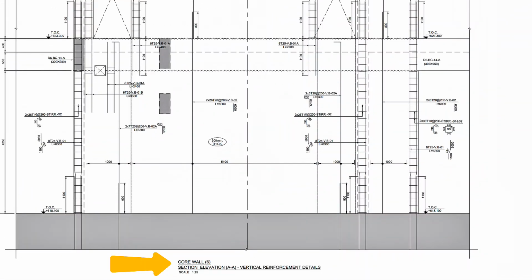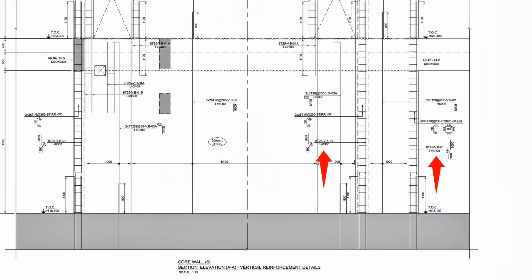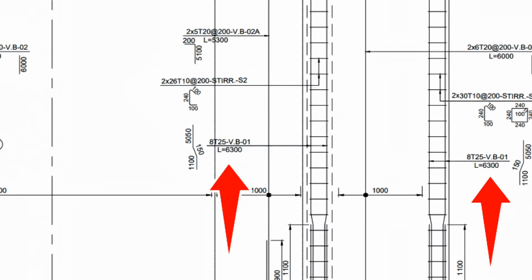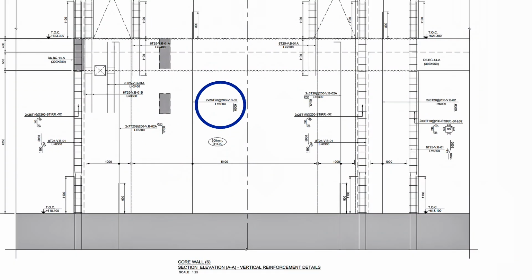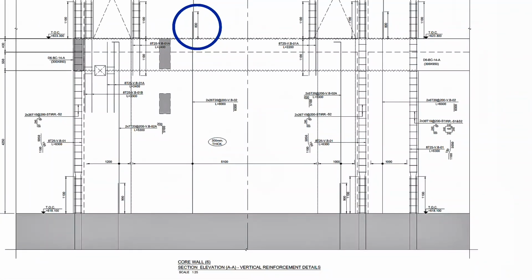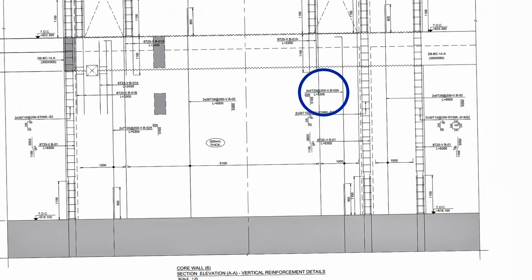Core Wall 6 section elevation AA has vertical reinforcement details. This wall displays 2 columns in which each column has 8 pieces of 25 mm vertical bars. Between the 2 columns, 20 mm steel bars will be placed with a spacing of 200 mm. The length is 6,000 mm, which will overlap the steel bars from level 1 above, and L bars will be used here since there is an opening at level 1, while the remaining 20 mm steel bars with a spacing of 200 mm will be used vertically.